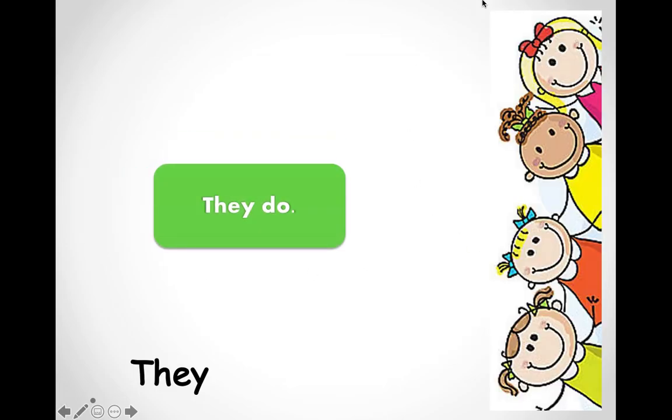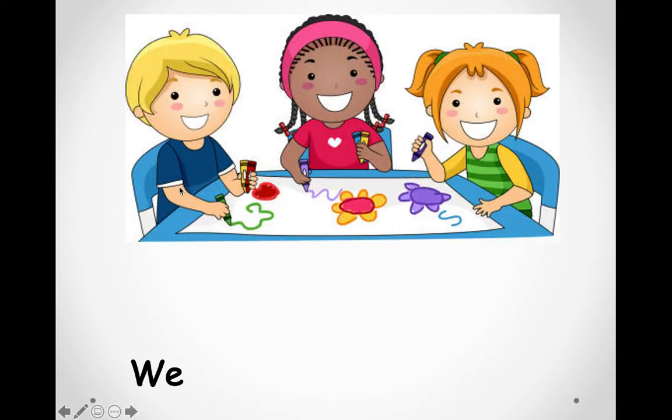Now the next one, they. Amazing. Whenever I have the word they in a sentence, I will use do. Amazing work. Good job. Now we. What will I use for we? Amazing. Outstanding work, my love. We do. Good job.